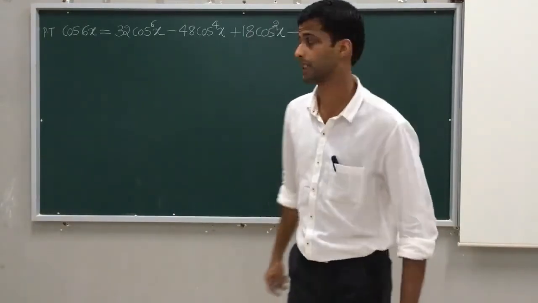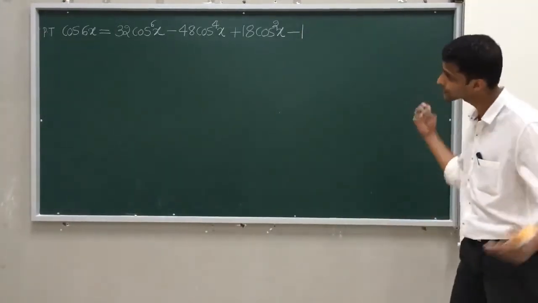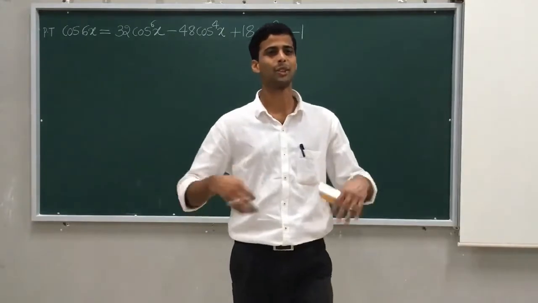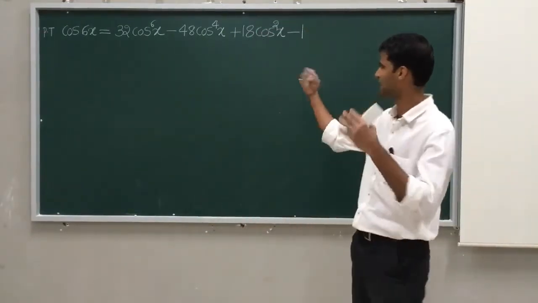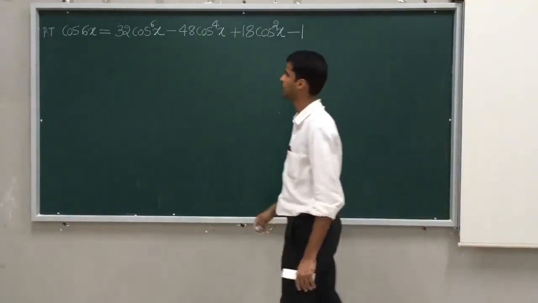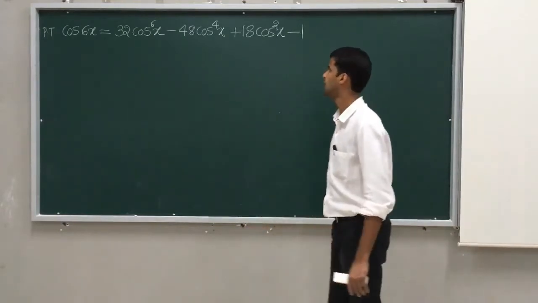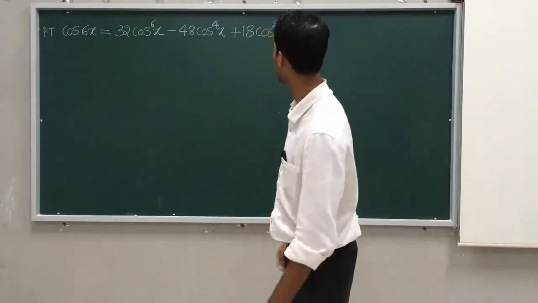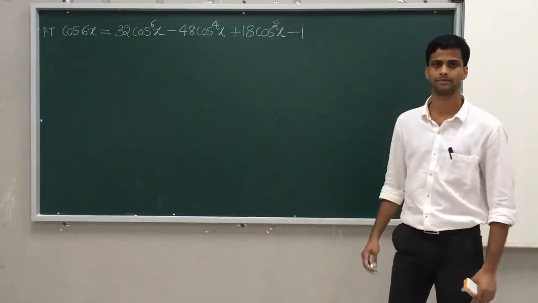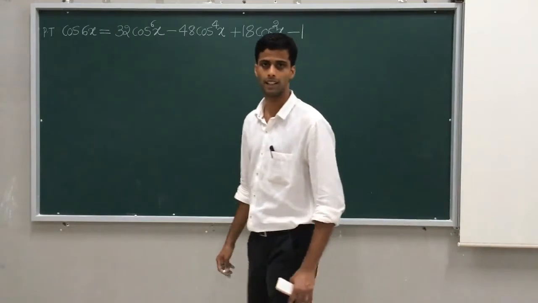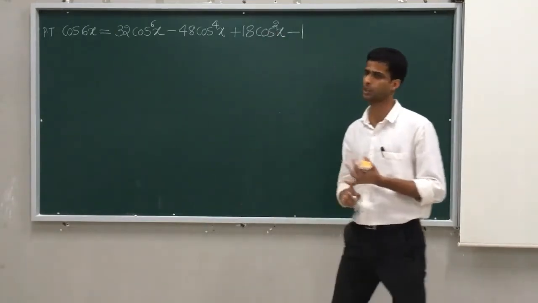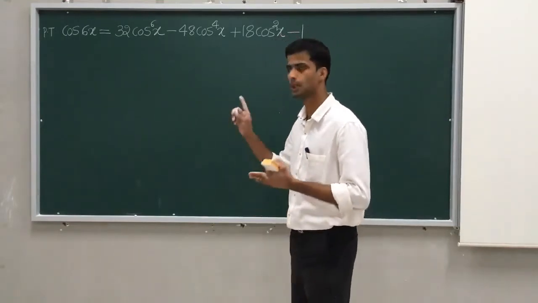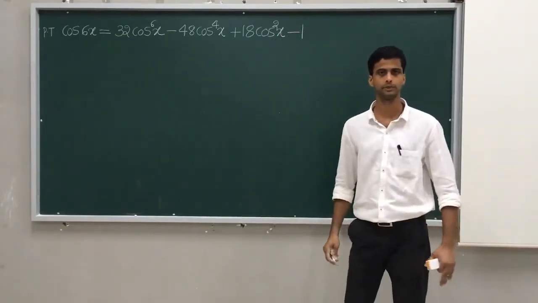Another challenging question. Okay, I want cos 6x. I don't know the cos 6x formula directly. They want to say that cos 6x is that huge: 32 times cos raised to 6x minus 48 times cos raised to 4x plus 18 times cos square x minus 1. What to do? I know only the cos x formula, the cos 2x formula, the cos 3x formula. I need to work out cos 6x. What is a better way?